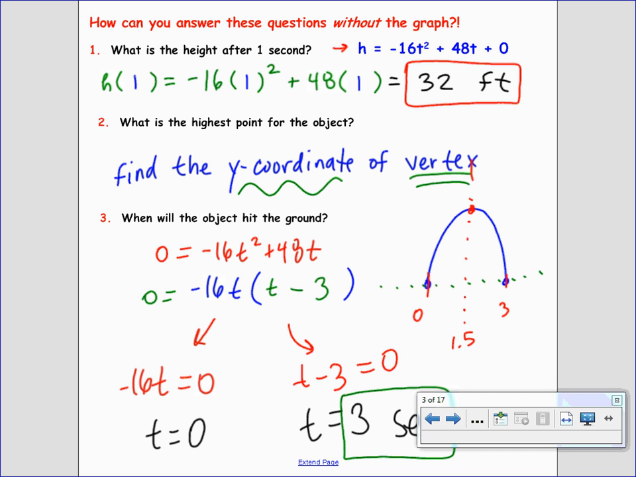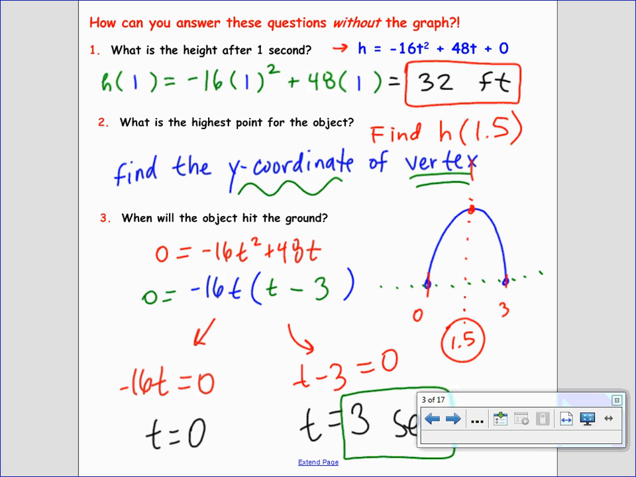1.5, right? Halfway between 0 and 3 is 1.5. If I knew the time it took to get to maximum height, could I then determine the maximum height? Yes. What would I do? I'd plug 1.5 in for t, just like we did in number 1, and evaluate. And so I could find h of 1.5, and that would be the maximum height of the object reached. So I kind of went backwards here. If we knew the answer to number 3, then we could go backwards.